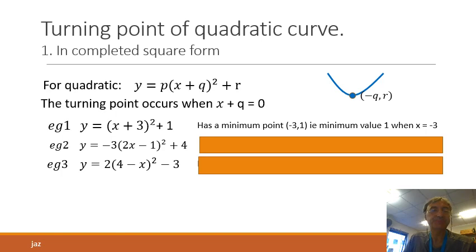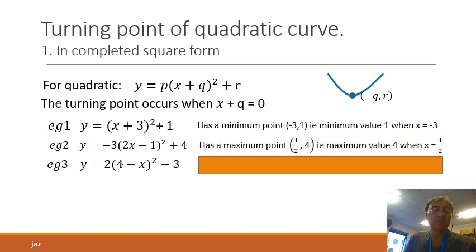So this x coordinate here gives us when the minimum point occurs, and this y coordinate gives us what the minimum value is. Similarly, for this next example, we have minus 3 times (2x minus 1) squared plus 4 as our quadratic. So the value of x that makes the bracket 0 is 2x minus 1 equals 0, which means that x equals a half. So that's the x coordinate of the turning point. And then the turning point y value is 4.